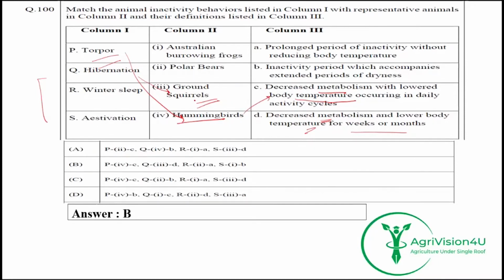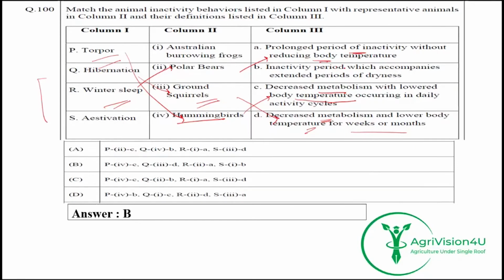And in hibernation, it is weekly or monthly. Then we come to winter sleep. Winter sleep is obviously exhibited by polar bears. And this is a prolonged period of inactivity without reducing the body temperature. Right? So it is basically a prolonged period of inactivity in which the organism doesn't do anything and goes into a resting stage. Right? And there is no decrease in temperature.